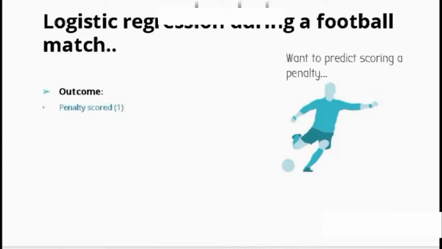Logistic regression is used in football matches as well. Suppose you want to predict if a player will score a penalty or not. Here, the outcomes are, and the indicators that would determine the outcome are.